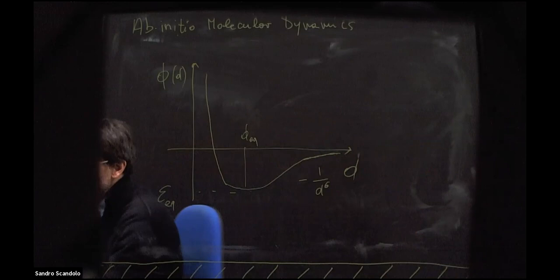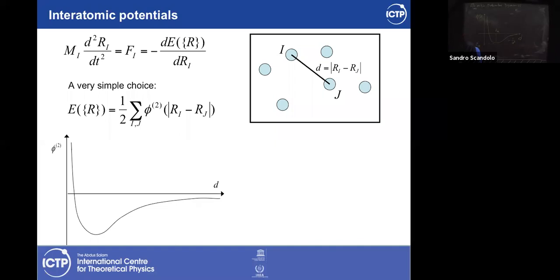So let me go back now to my slide here. So if I assume that the two particles in my system interact with the pair potential, I write the total energy as a sum of pair interactions, making sure I don't count interaction twice.